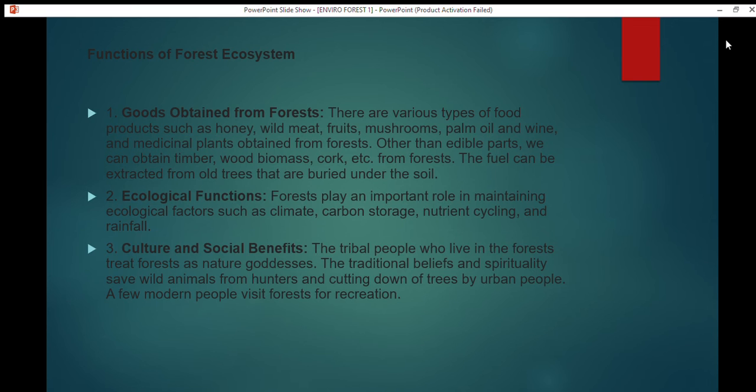Ecological functions: forests play an important role in maintaining ecological factors such as climate, carbon storage, and nutrient cycling. We have cultural and social benefits, where tribal people who live in the forest treat the forest as a natural goddess. Traditional beliefs and spirituality save wild animals from hunters and the cutting down of trees by urban people. A few modern people visit the forest for recreation.